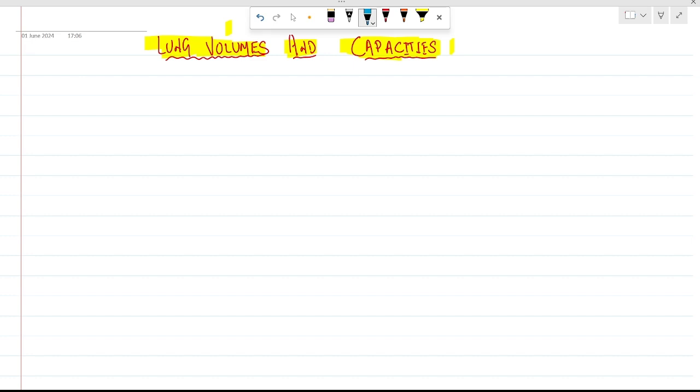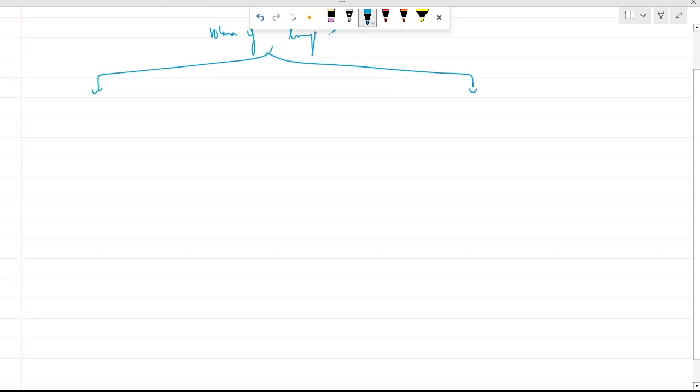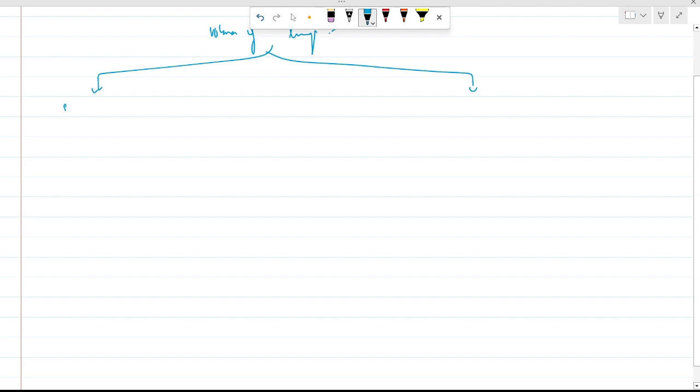Now we have two types of volumes of lungs, okay. First one is our static lung volume. Another one is our dynamic lung volume. One is during static at rest, and dynamic while taking in breathing, okay.